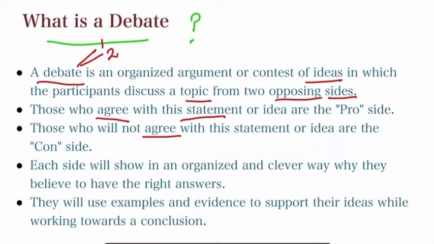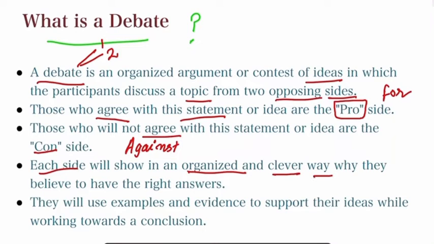The one who agrees is known as the pro side, or the side which is for the topic. The second side is known as the con side, or the team that is against the topic. We sometimes also regard these teams as the affirmative team and the negative team. Each side will show in an organized and clever way why they believe to have the right answers.